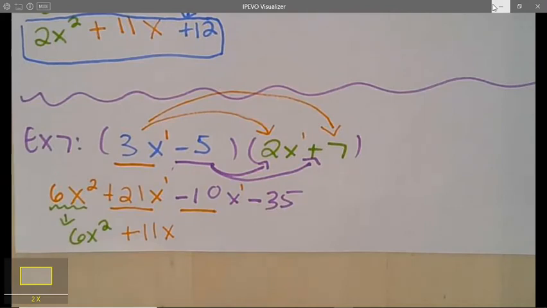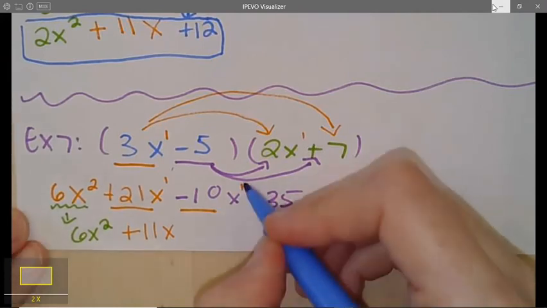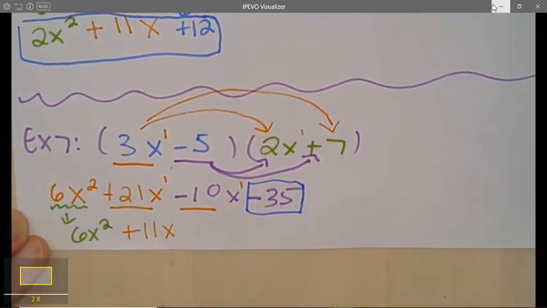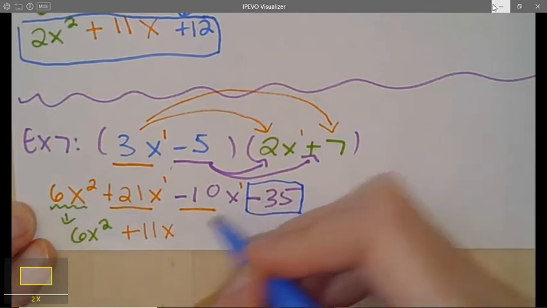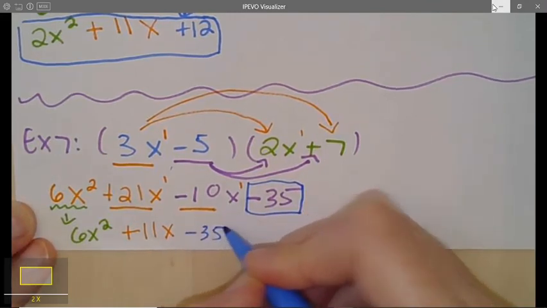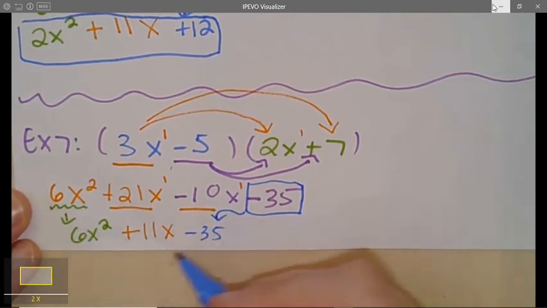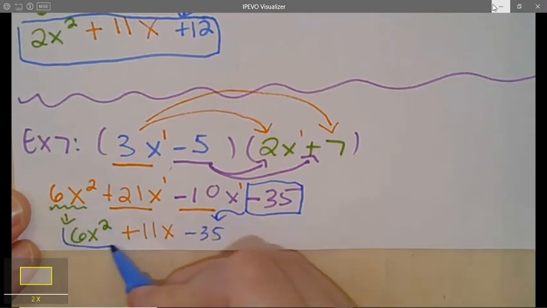Then my final term would be the number without the variable, which is the negative 35, the only number without a variable. I have nothing to combine it to, so I'm also just going to bring it on down. And that would be my final answer. So my final answer is 6x squared plus 11x minus 35. There we go.